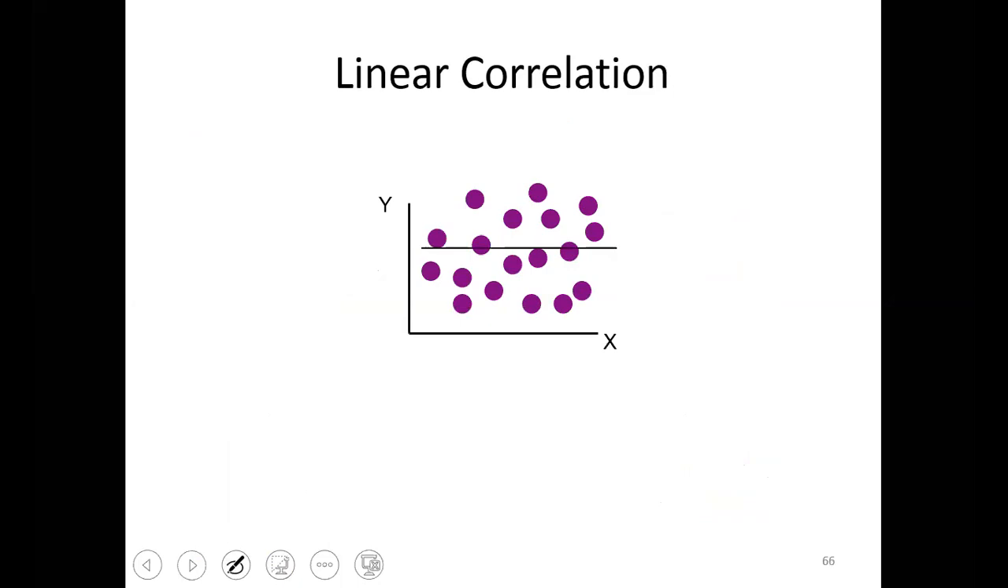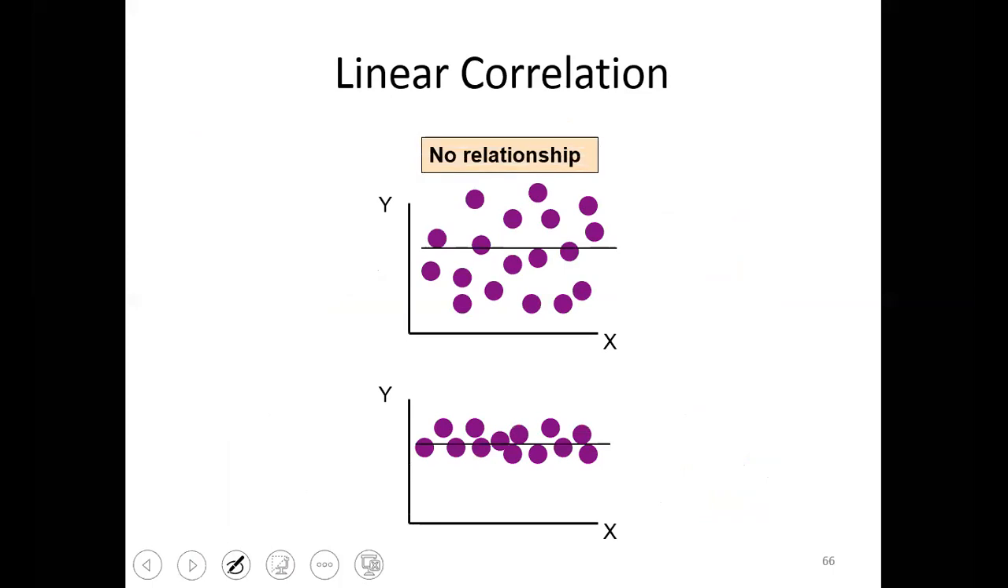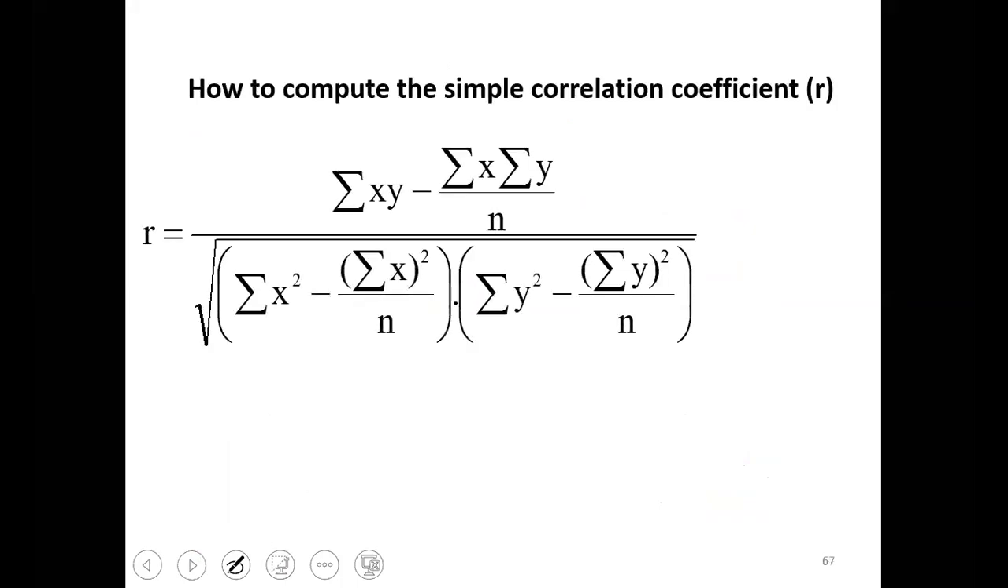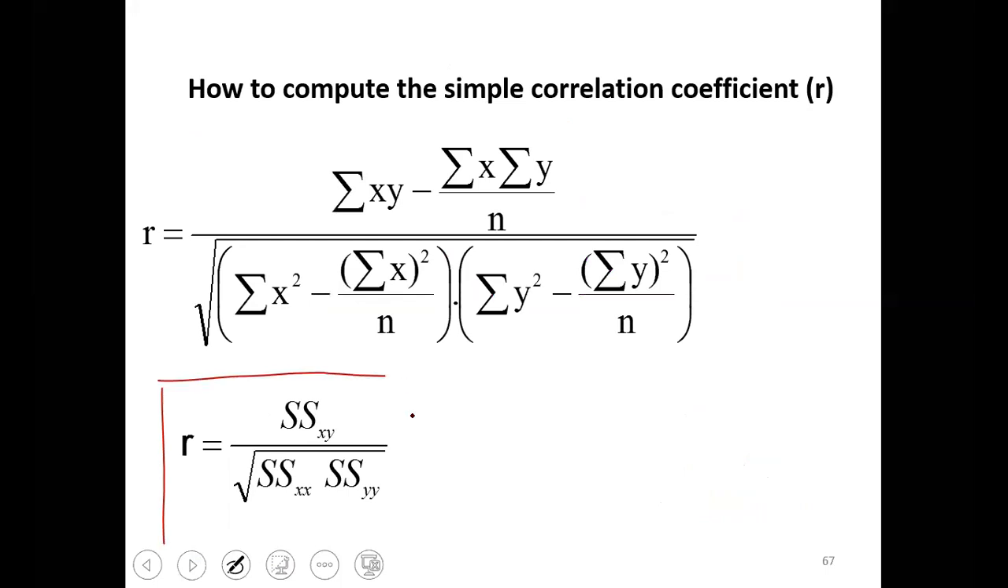Right? Here we could say there is no correlation. Here also the same story, no correlation at all, or no relationship at all. How can we calculate the values? This is an important formula in calculating the R, or the correlation coefficient. This is the sum square of xy divided by the square root of sum square of x into sum square of y.